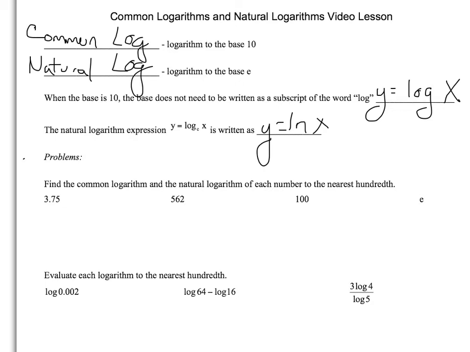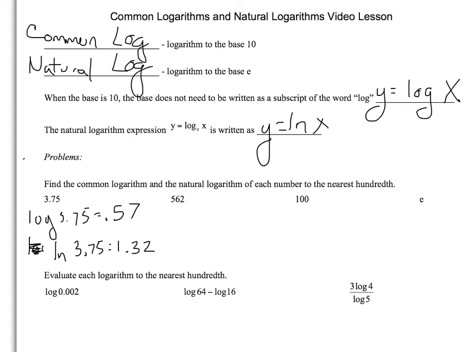And what you're going to do is actually use your calculator right now. It says find the common and natural log of each number to the nearest 10th. Well, what you're going to do is type in your calculator right now, log of 3.75. When you type log 3.75 to the nearest hundredth, you should be getting 0.57. And then you're going to type ln of 3.75, which is 1.32.